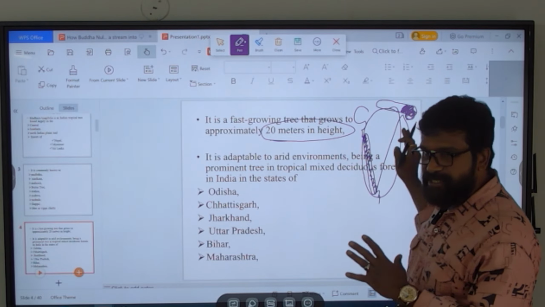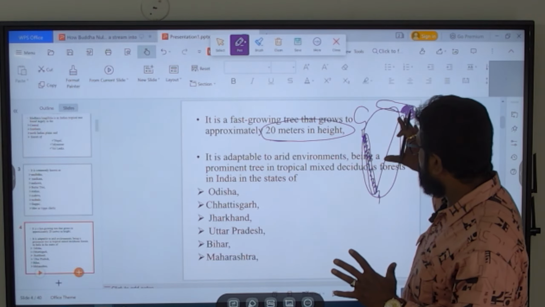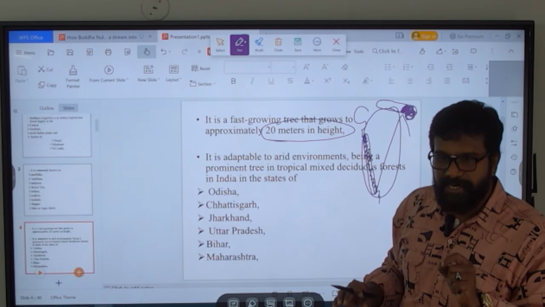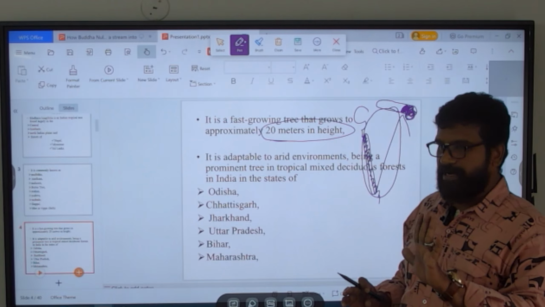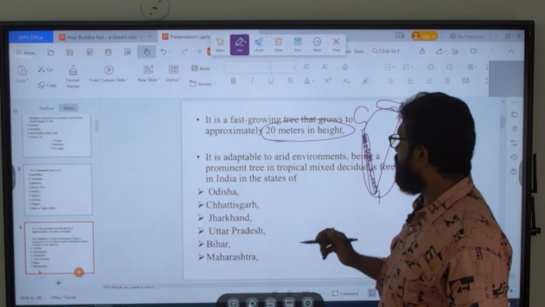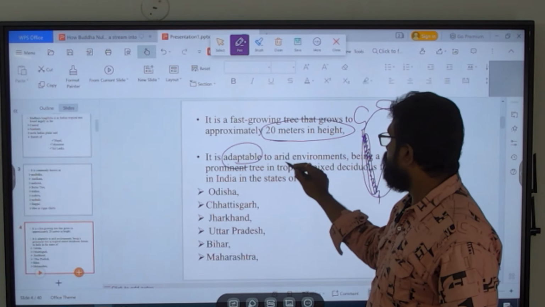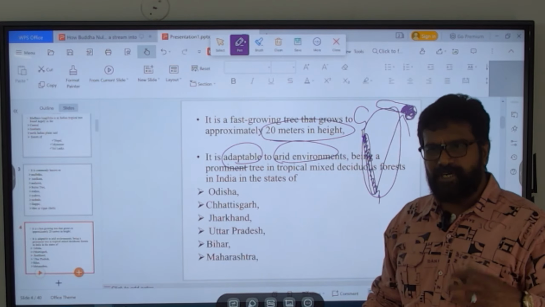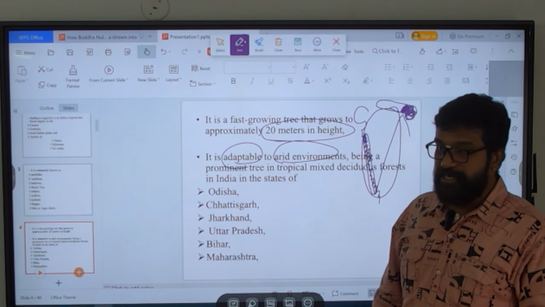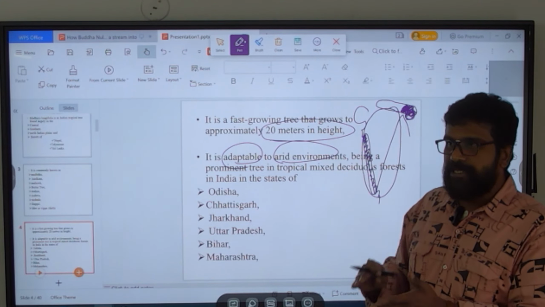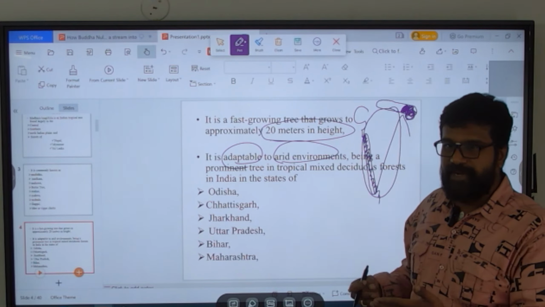But besides this, most of India has deciduous forest, and in that deciduous forest we will find this kind of Mahua tree, and it can adapt to an arid environment. If you don't have that much rainfall, yes, it can sustain it, but the evergreen trees cannot. They need that much rainfall, more than 200 centimeters of rainfall.